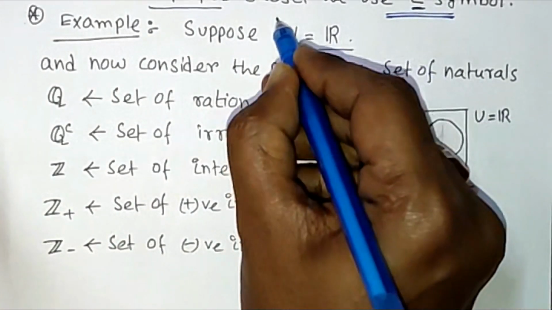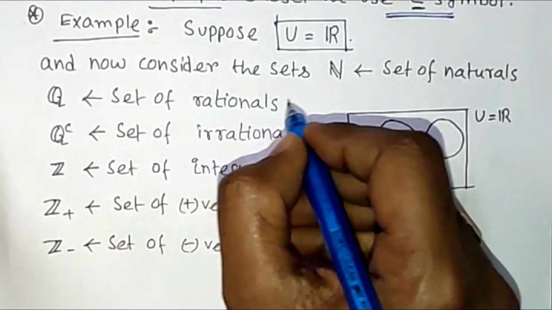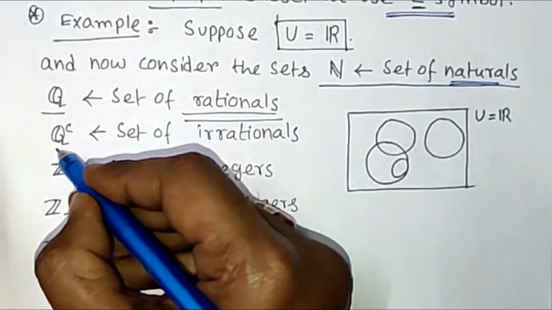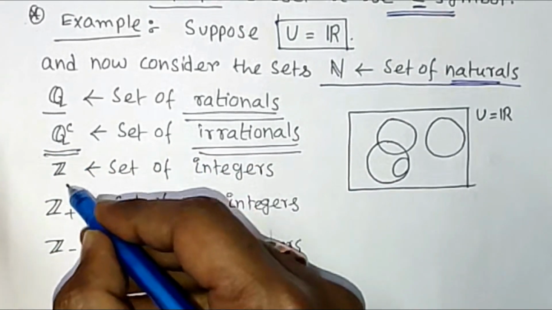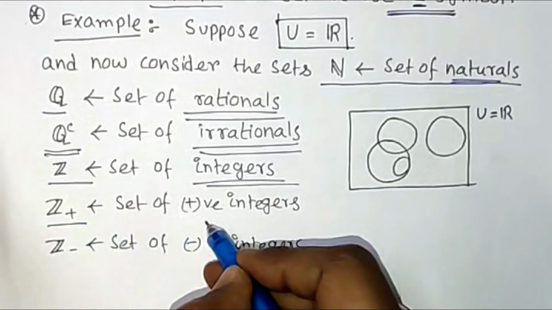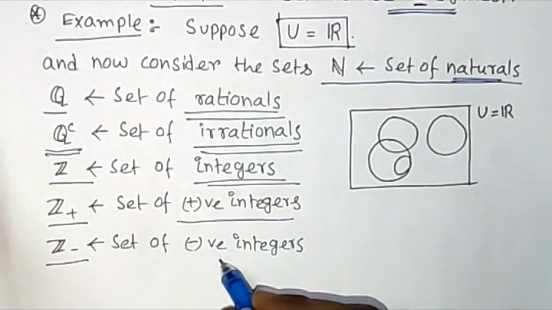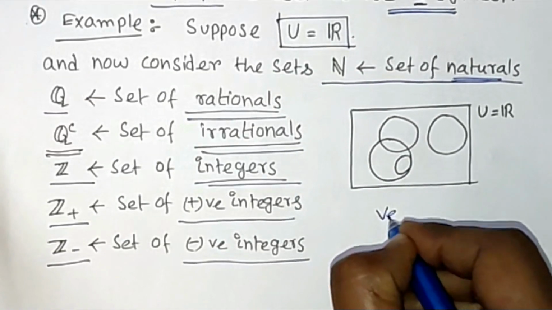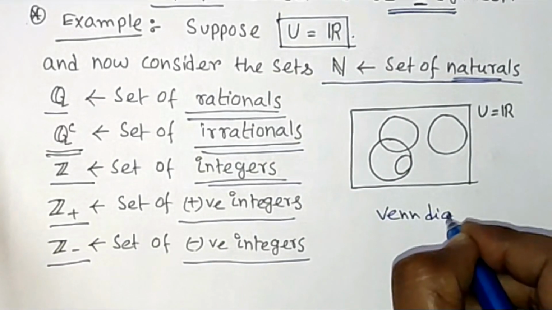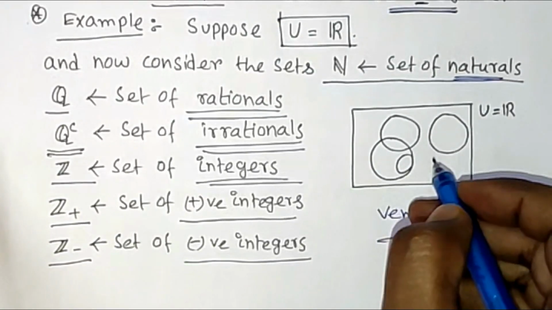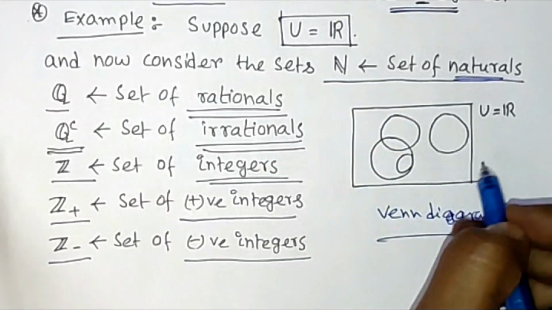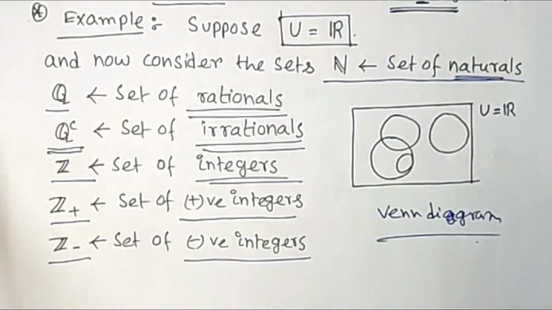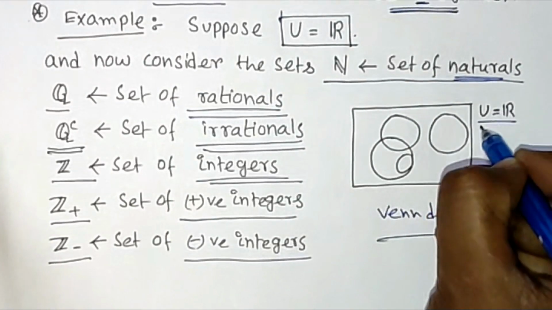Let's discuss some examples. Suppose U, that is the universal set, is R, the set of real numbers. Now consider the set N, set of naturals, Q, set of rationals, Q complement, set of irrationals, Z, set of integers, Z plus, set of positive integers, and Z minus, set of all negative integers. So look here, this is known as a Venn diagram. We will discuss Venn diagrams later. In a Venn diagram we write the universal set in rectangular form, and we denote the sets in circular form. So here U, the universal set, is R.